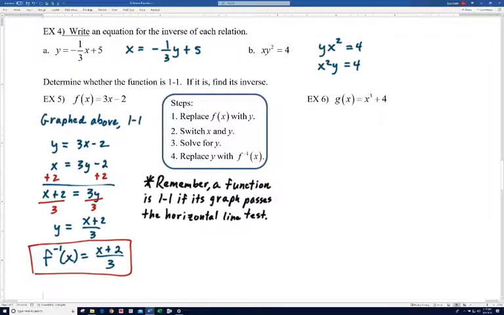So I want you to notice steps 1 and 4 are really just about notation. We changed to the y notation because it's easier to manipulate an equation when it's in that form. But then when we get to the end, we want to switch back to the function notation. But at the end, you're writing it using the inverse notation. So the key steps really are steps 2 and 3. I would encourage you to try number 6 and then watch the video.